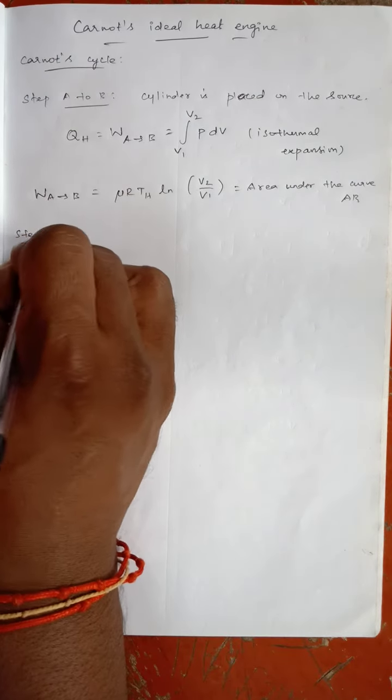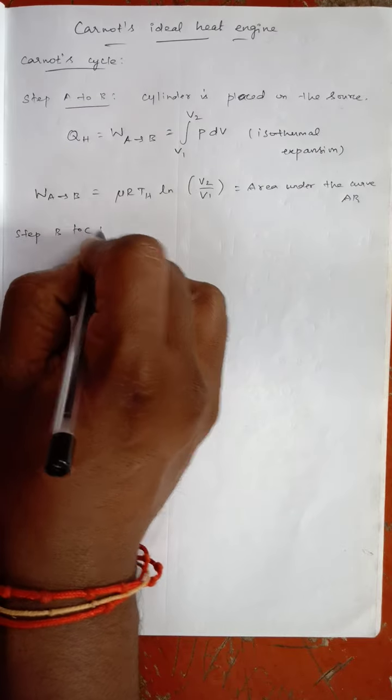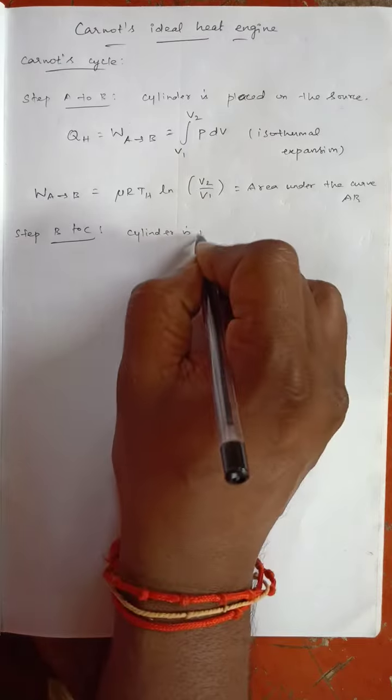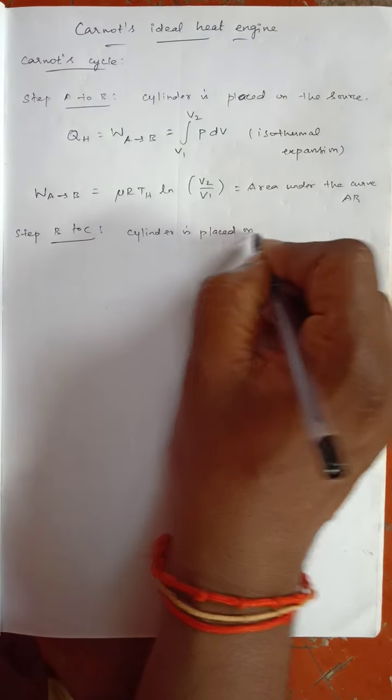Similarly, we can find out the second step, that is step B to C. Now the cylinder is placed on the insulating stand.